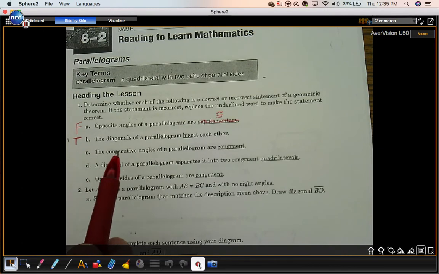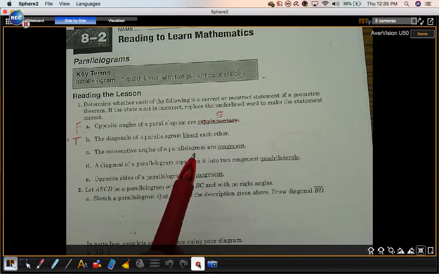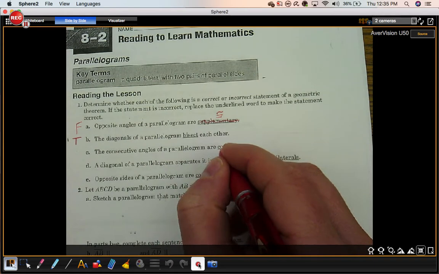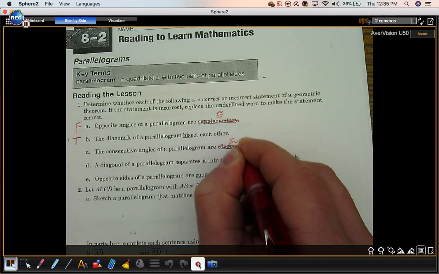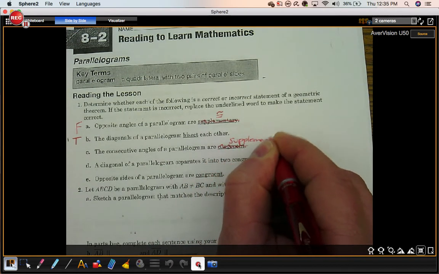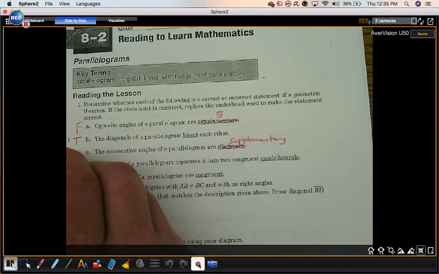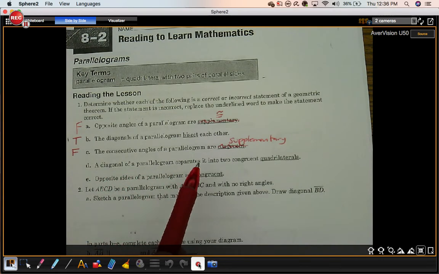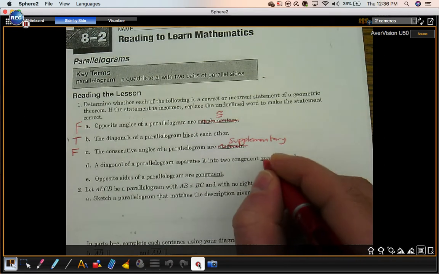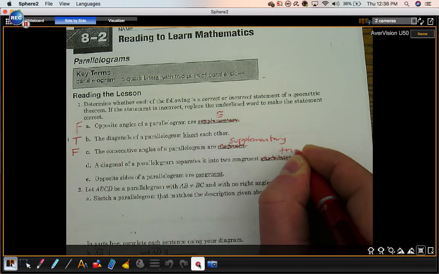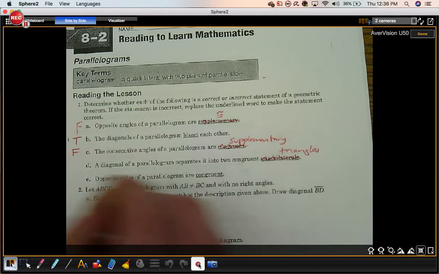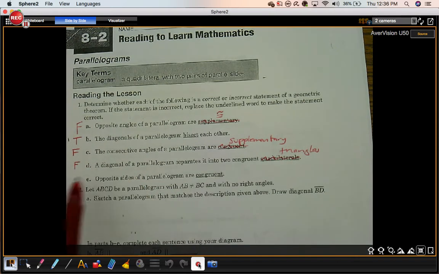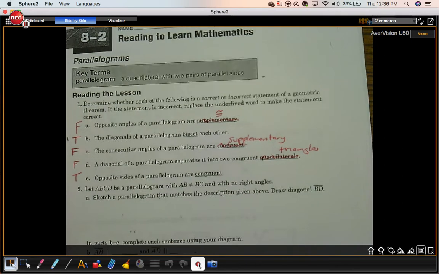Part C, the consecutive angles of a parallelogram are congruent. Consecutive angles are supplementary. So that's false. D, a diagonal of a parallelogram separates it into two congruent quadrilaterals. That's false. It's two congruent triangles. Part E, opposite sides of a parallelogram are congruent. Definitely true.